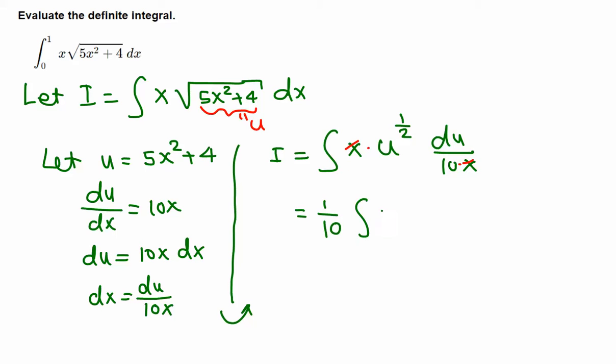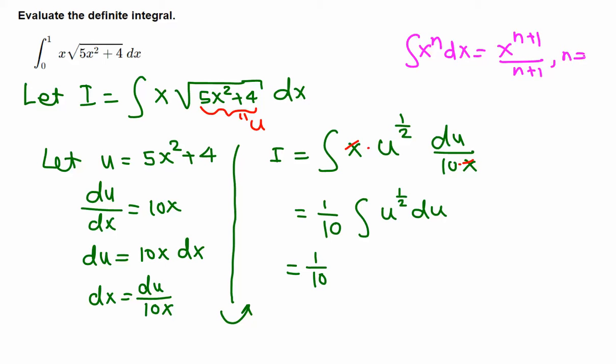And now integral of u raised to 1/2 du, 1 over 10 outside. This is like x^n dx, and we know the power rule. When we have x^n, that's x^(n+1) over n+1, as long as n is not equal to -1, and we have 1/2 which is not -1. So using this power rule, in this case we have the variable u, so u raised to 1/2 plus 1, 1/2 plus 1 is 3/2, and divide by the same 3/2 plus c, which is not needed because we are working on a definite integral.